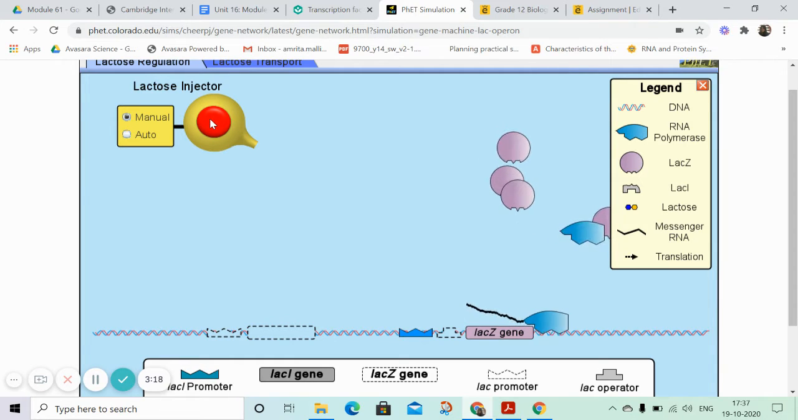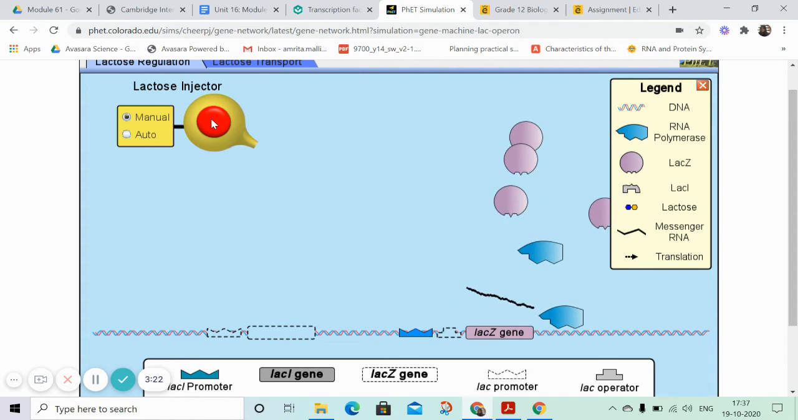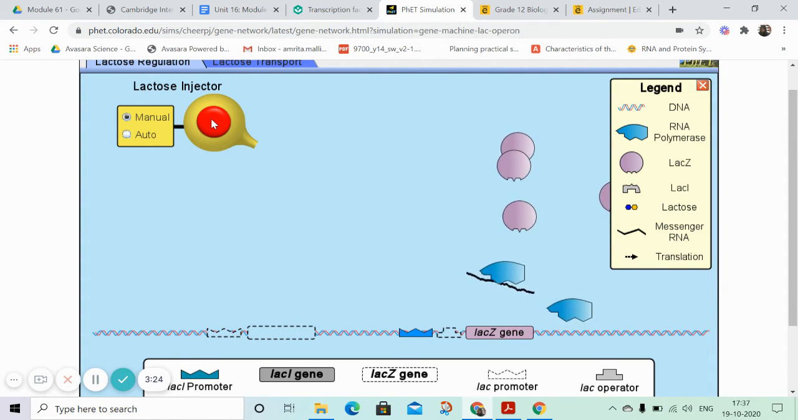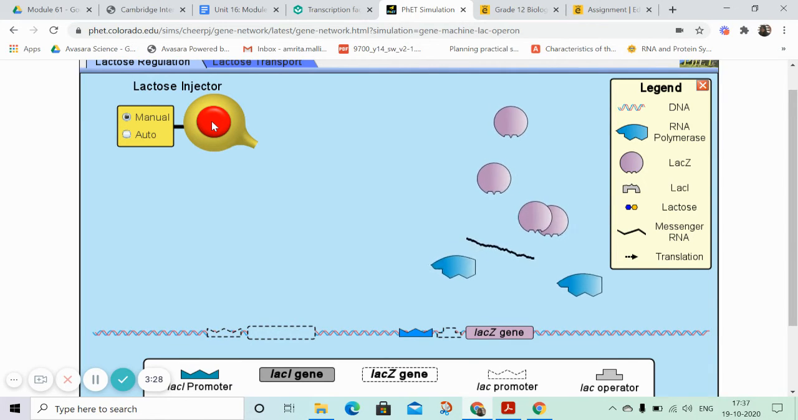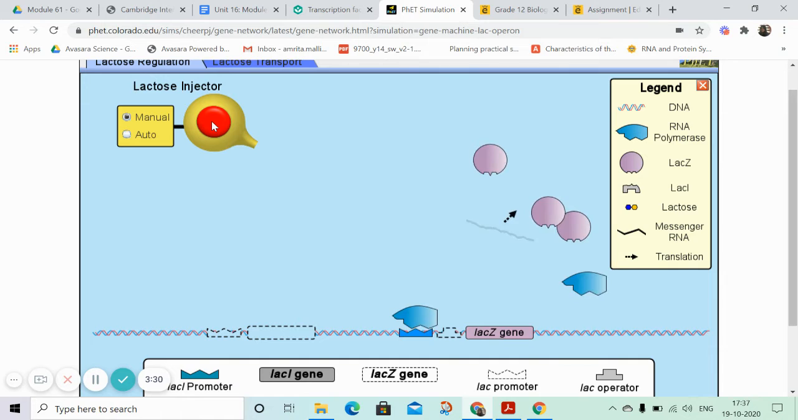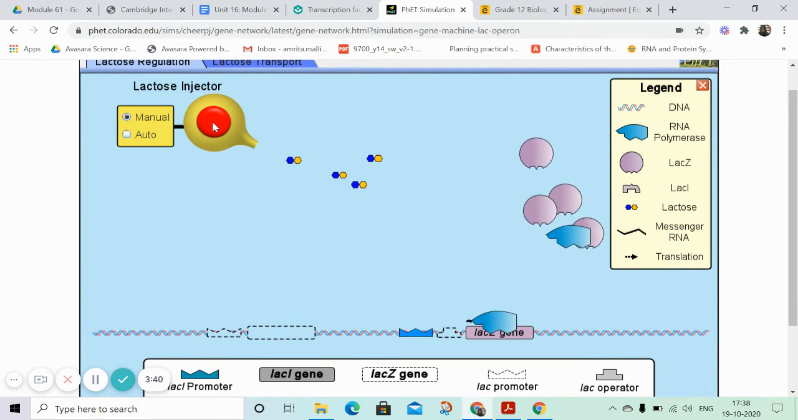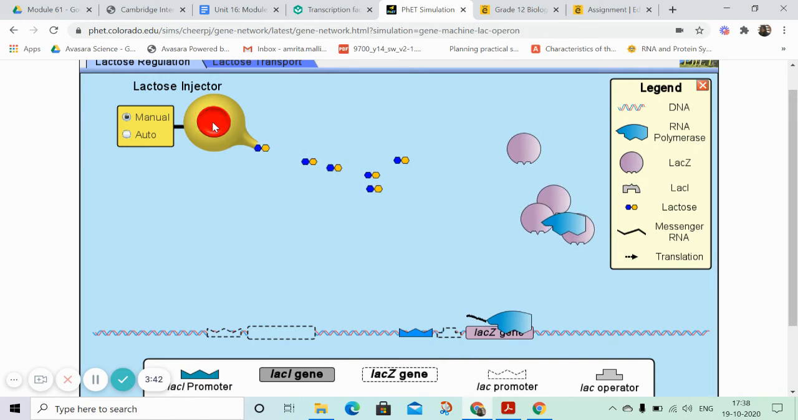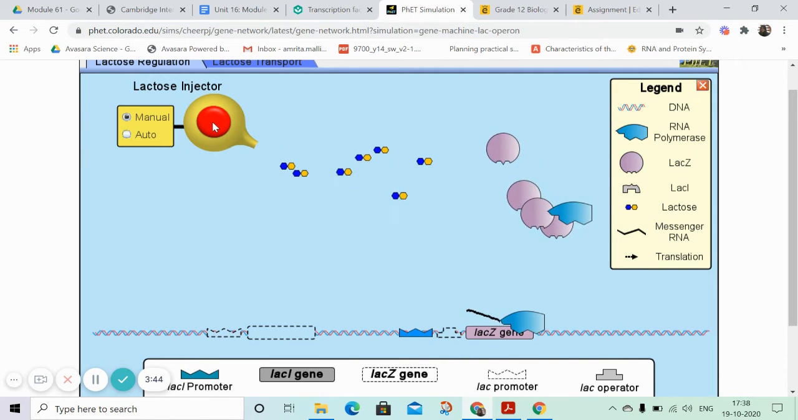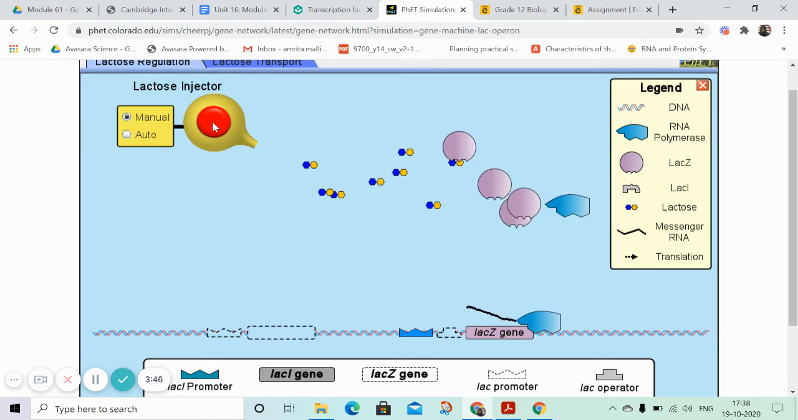Bacteria actually absorb lactose from the agar medium in which they are being cultured. So you have to imagine that you are culturing this bacteria in an agar jelly, and in that agar jelly there is a lot of lactose. Now I'm slowly making the bacteria absorb small quantities of lactose. Look at how the lactose is getting injected manually. As I am clicking, lactose is entering the bacterial cell.